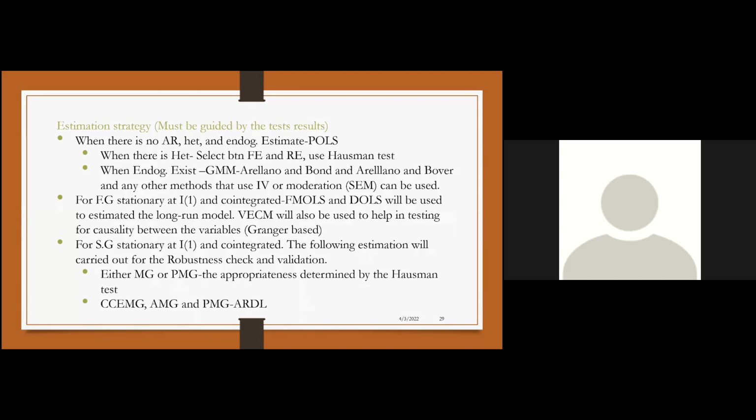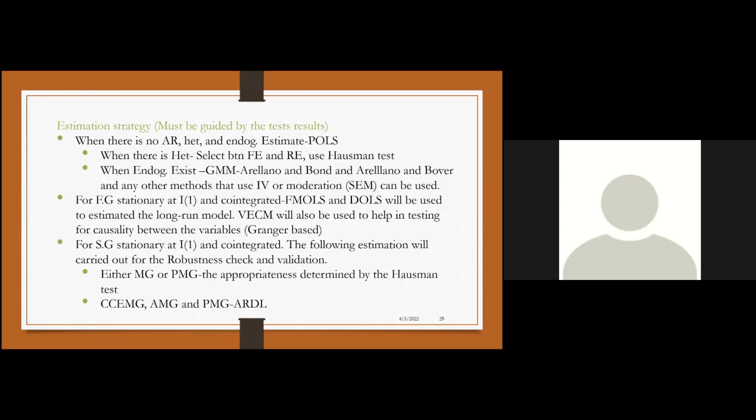Some other studies use instrumental variables or moderation by use of structural equation modeling techniques to ensure that the endogeneity bias is taken off in the estimation. For the first generation data, if we find they are not stationary, but they are stationary at first difference, that means that after finding our data not stationary, we difference and they become stationary, then we will be able to use fully modified ordinary least squares or dynamic ordinary least squares. And then we will be able to use vector error correction to check for causality.